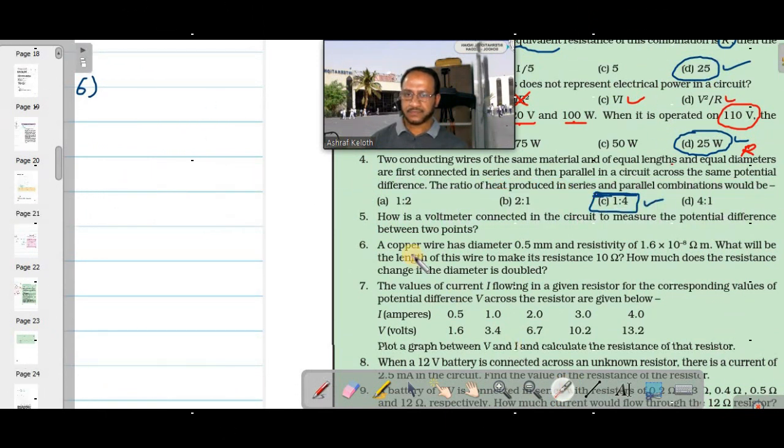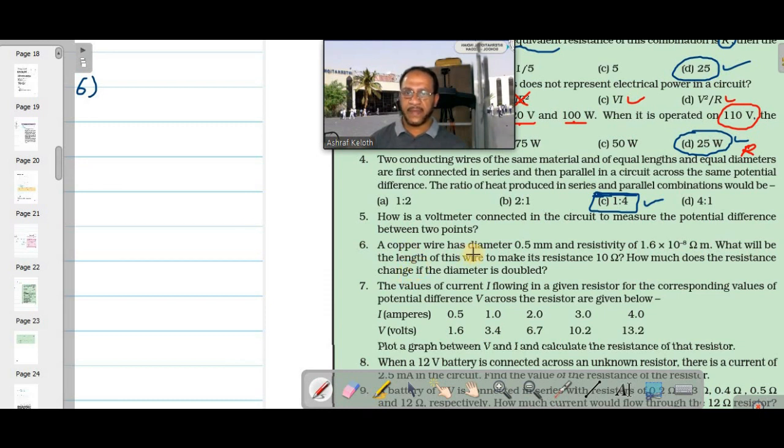Question number 6. This is the question. A copper wire has diameter of 0.5 millimeter and resistivity 1.6 into 10 raised to minus 8 ohm meter. What will be the length of the wire to make its resistance 10 ohm? How much does the resistance change if the diameter is doubled?